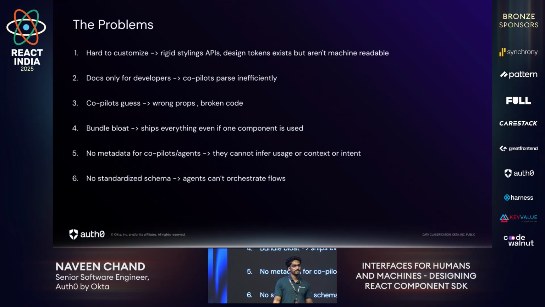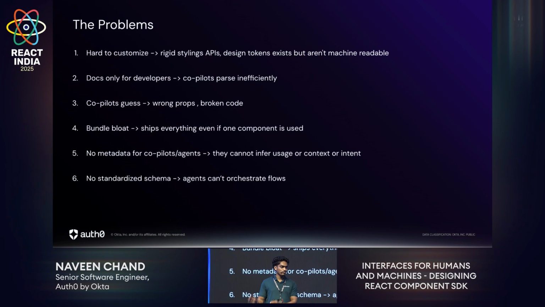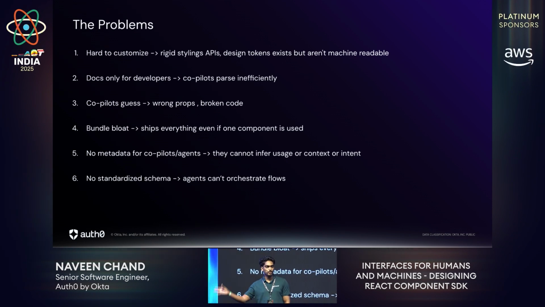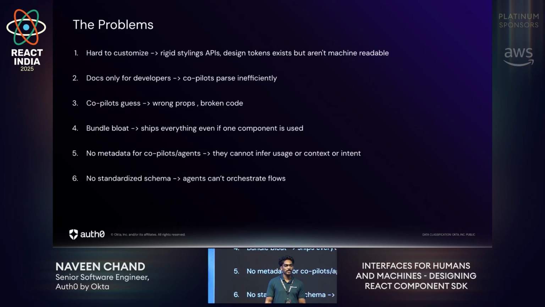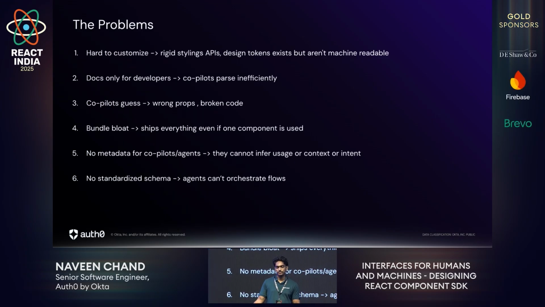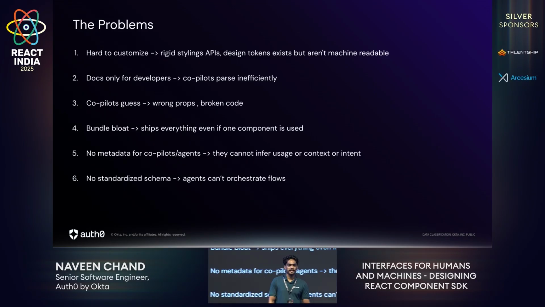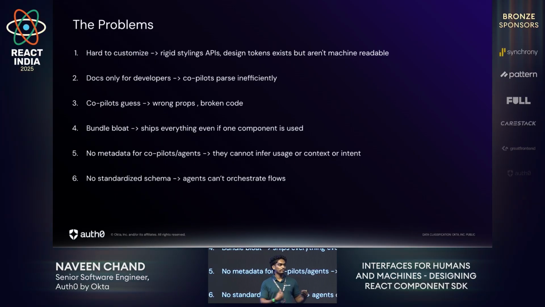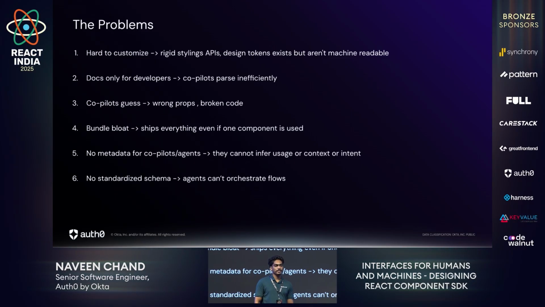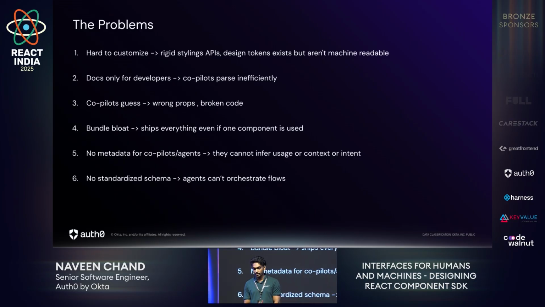And docs. Like I said, docs were completely built for humans. It assumed we just go through the docs, see these props, read them, and configure. But will copilots do that? No, right? So how do we update our docs to support copilots as well? And next, copilots just parse through the document. There is a chance they can give wrong props, or it might not completely fit our requirements. That is the third problem: copilots can guess and give us broken code.